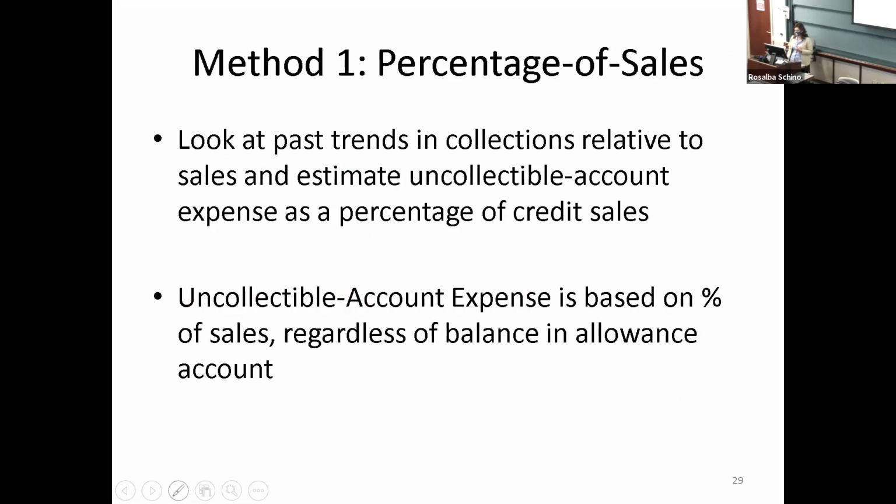So percentage of sales looks at past trends of collections based on sales. The uncollectible accounts expense is based on the percentage of sales of a period, regardless of the balance in the allowance account. So what does that mean?